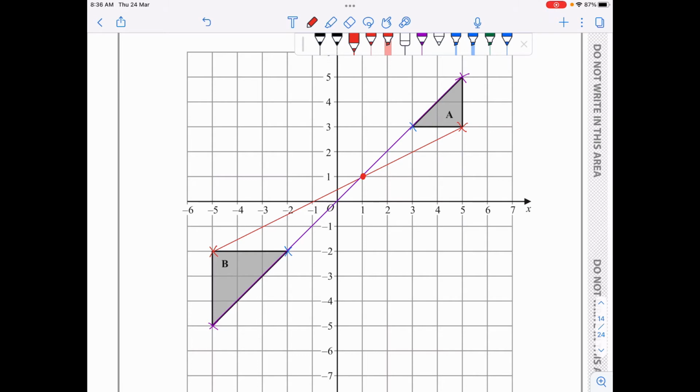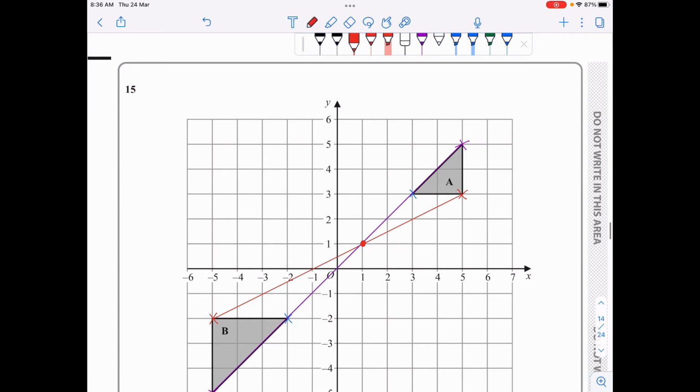I need to determine the scale factor. We can remind you that the scale factor is simply image over object.